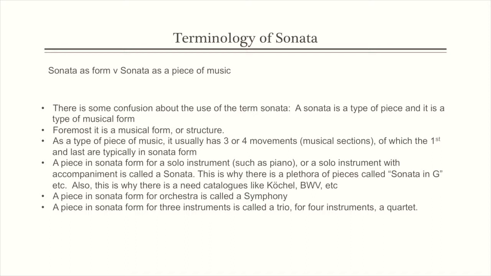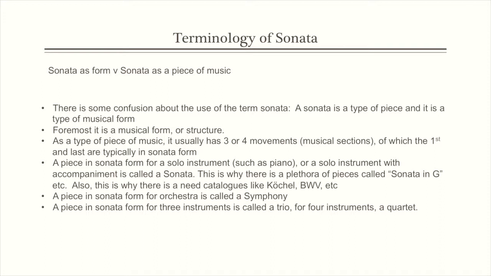So, for example, a piece for a solo instrument, such as piano or clarinet or cello, is just called a sonata. It usually would be called Sonata in C minor, like the piece I played for you by Beethoven, or Sonata in D by Mozart or whatever. And that's one of the reasons why we have a lot of the catalogs that we use to catalog all the composers' music, because there are a lot of sonatas.